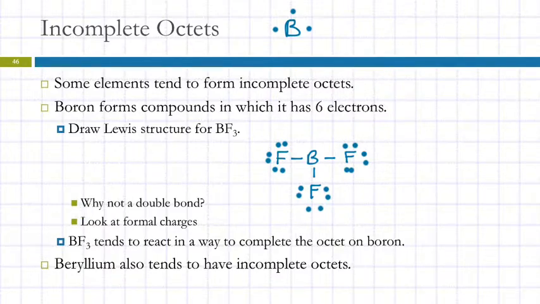So why not a double bond? Could we draw it with a double bond and have the octet rule? Sure we could. I'm going to take that pair, because that didn't come out very well.